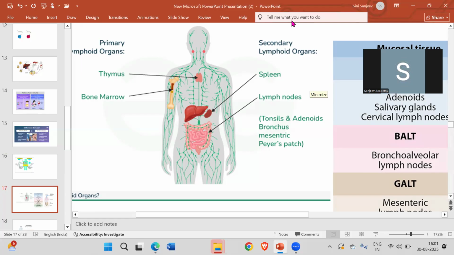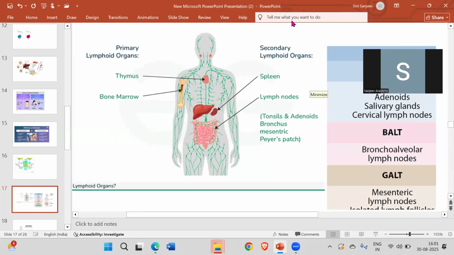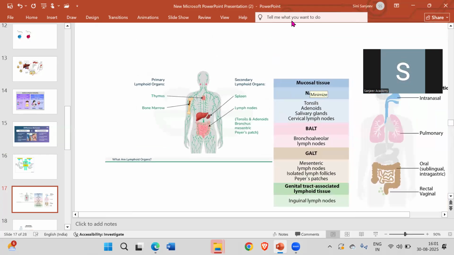Second one is the secondary lymphoid organ. Secondary lymphoid organs means the formation and maturation is already done. These matured lymphocytes have to interact with your antigens so that they will be useful in producing antibodies. For that purpose we have the secondary lymphoid organs. They will increase in number over there so that they can interact with your antigens. So what are the organs involved? The spleen, the lymph nodes, as well as these things which I have written over here.